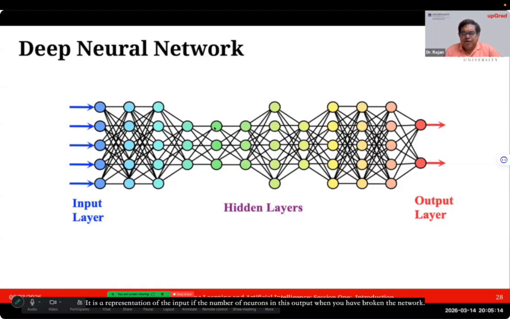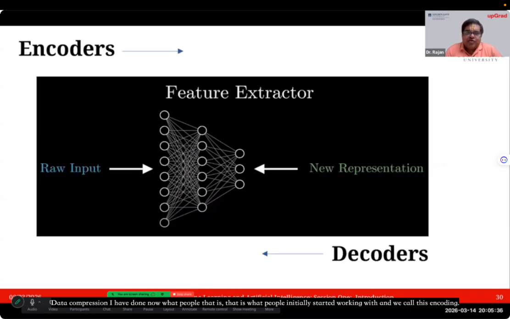If the number of neurons in this output, where I have broken the network, is smaller than the number of inputs, then I have achieved one thing called dimensionality reduction, data compression. That's what people initially started working with, and we call this encoding.